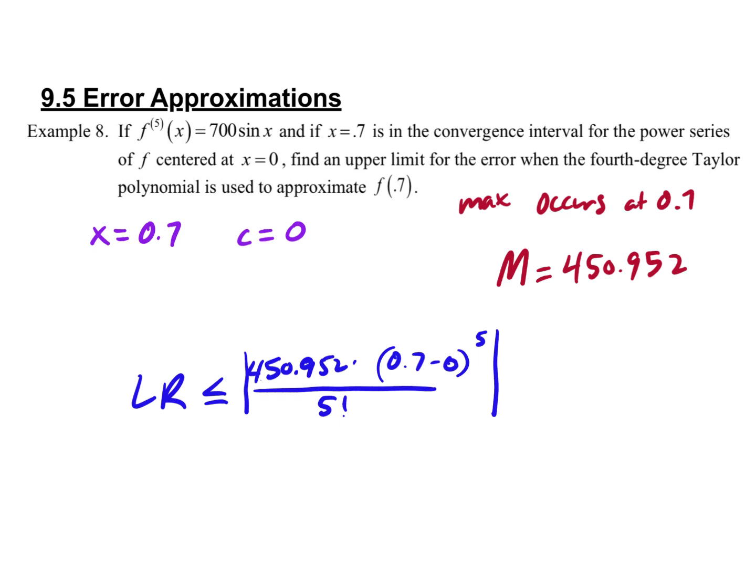Now, it says find the upper limit of the error. So that means all I have to do, since this is as big as it could ever be, is figure out what that is. I figure out what that is and I'm done. So I will do that for you. Save us a little time. 0.631596.